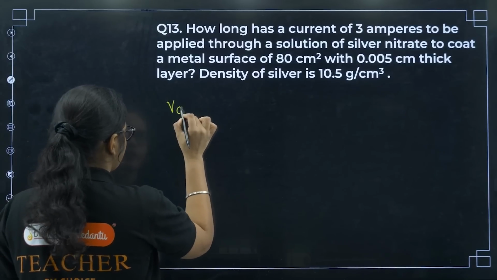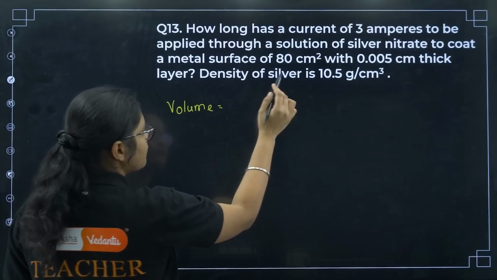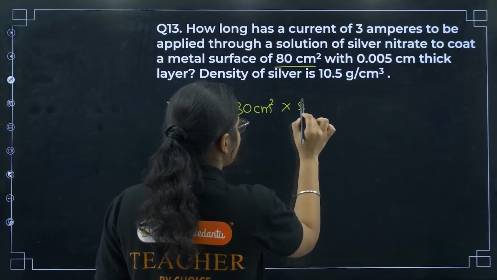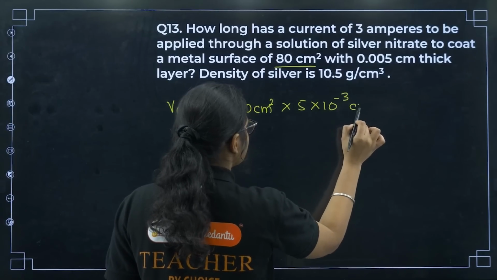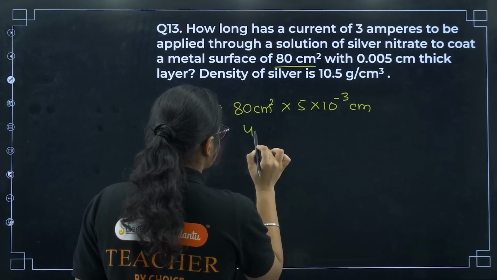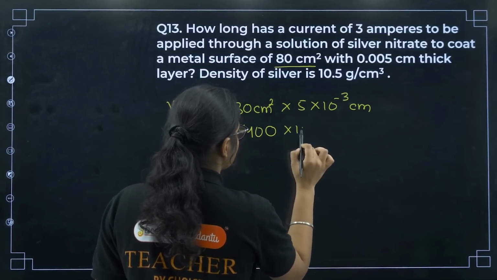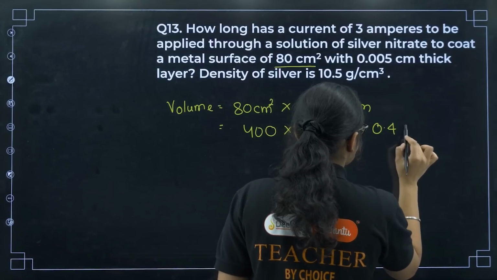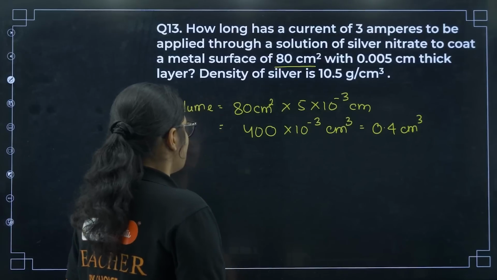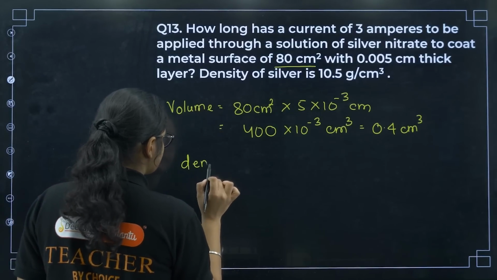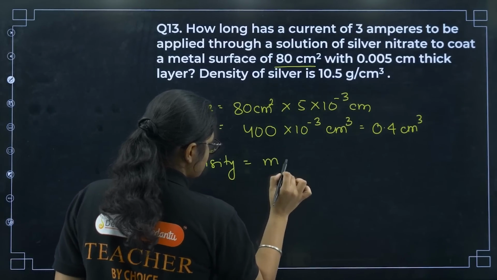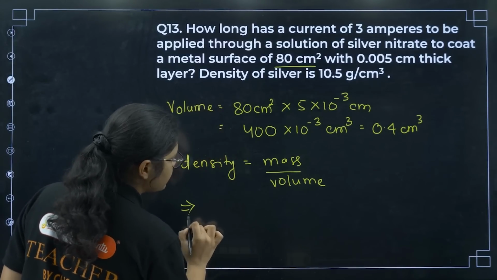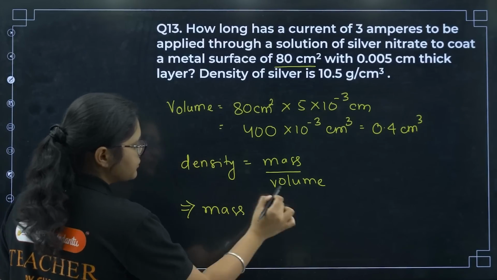So first let us calculate the volume. Okay, so what is volume? Volume is here 80 centimeter square. Okay, and here it is 5 into 10 to the power of -3 centimeter thick. So what I'll get here, 5 8s are 40, 400 into 10 to the power of -3 centimeter cube, and that is equal to, I can say, 0.4 centimeter cube. Okay, now volume is there. Now we have density is equal to mass by volume. So I can easily calculate the mass here. Mass will be density into volume.